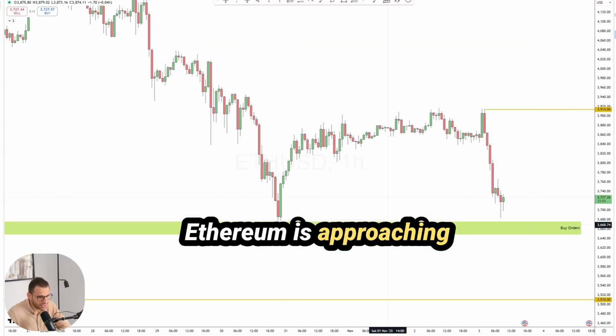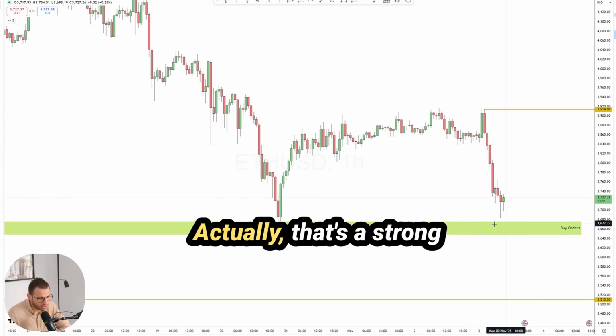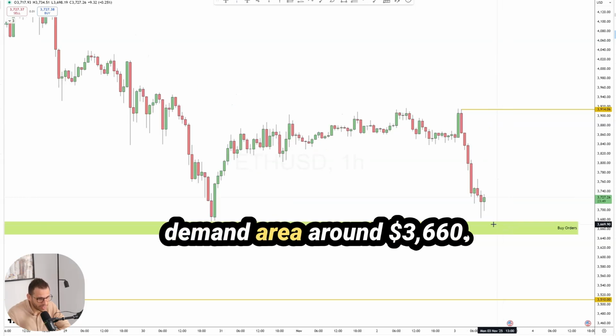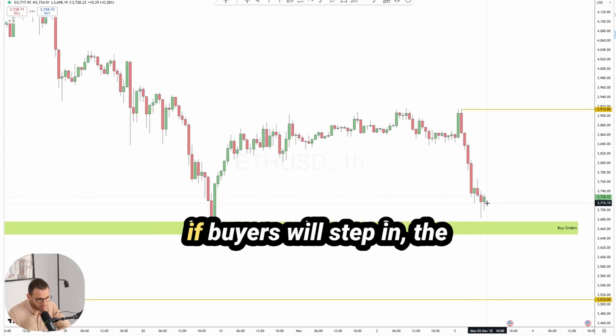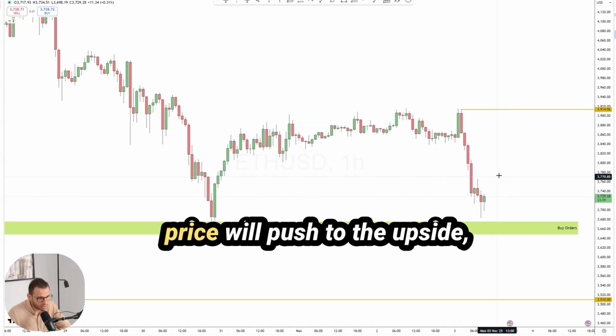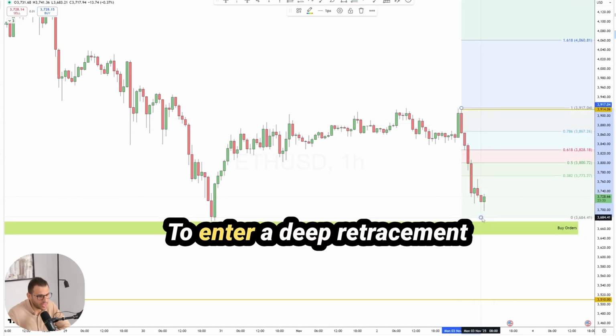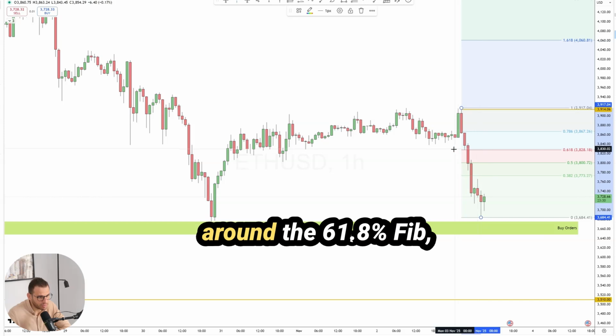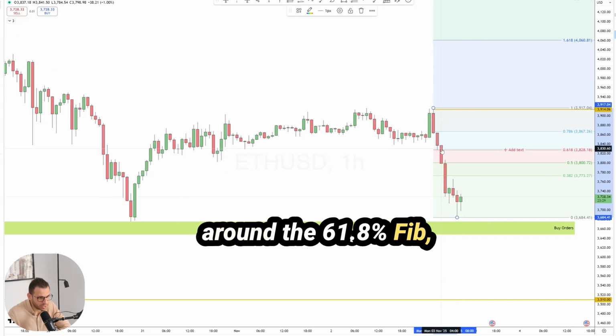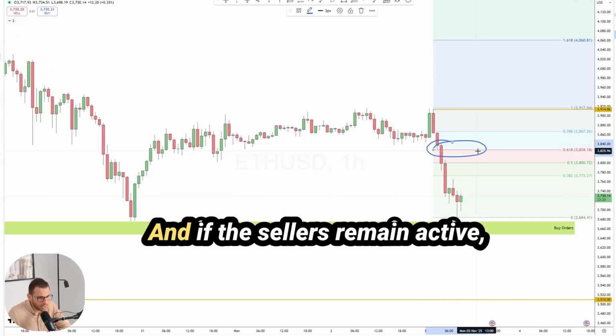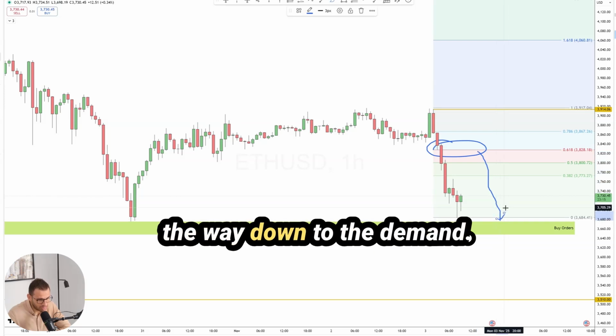Ethereum is approaching a key level of support. Actually, that's a strong demand area around $3,660. If buyers will step in, the price will push to the upside, but there is a high chance to enter a deep retracement around the 61.8 Fibonacci percent, which is this level here. And if the sellers remain active, they will push the price all the way down to the demand.